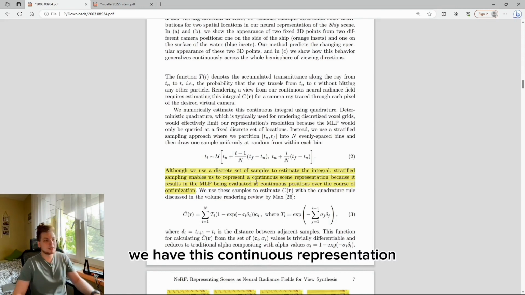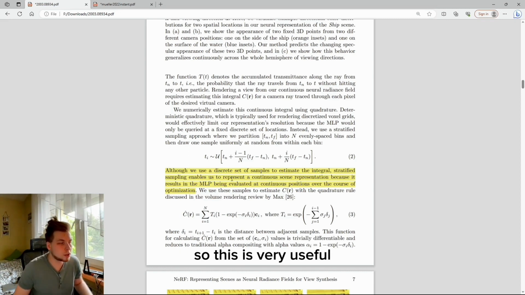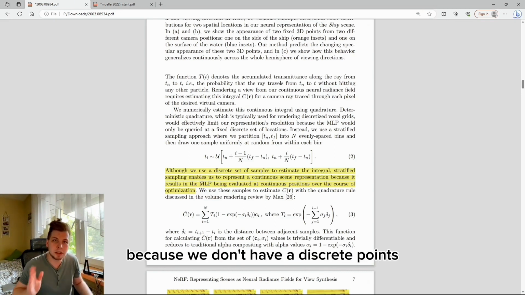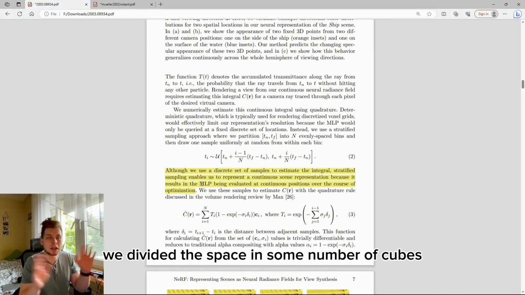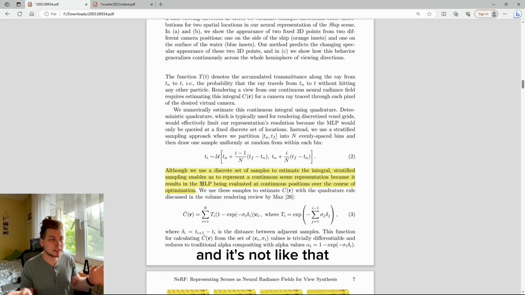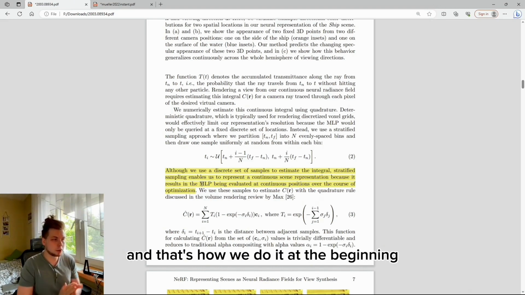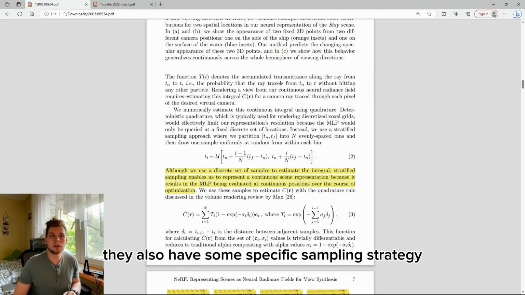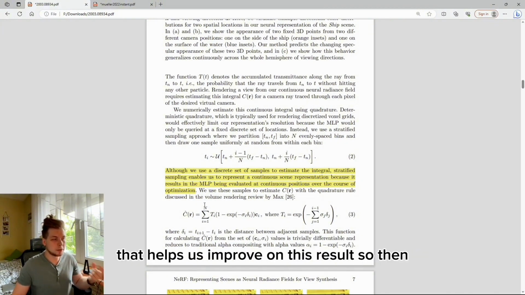This way we have a continuous representation because it's a semi-random process. This is very useful because we don't have discrete points at which we sample. It's not like we divided the space into some number of cubes and we take one point for every cube in the center of the cube. It's not like that. We just sample randomly based on the ray direction, and that's how we do it at the beginning. We will see that they also have a specific sampling strategy, discussed later, that helps us improve on this result.